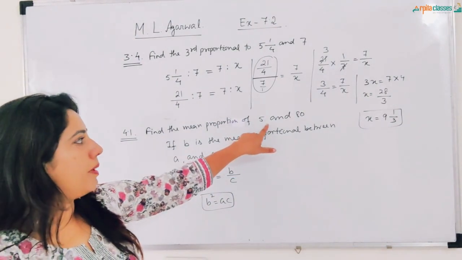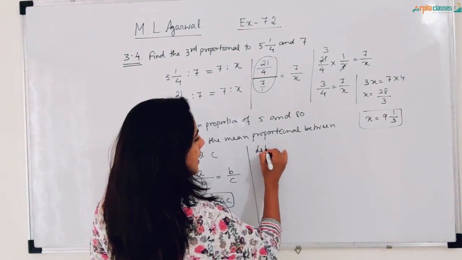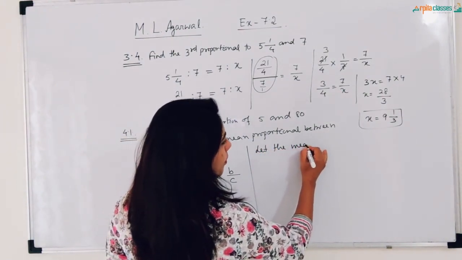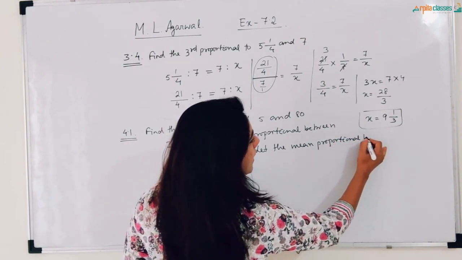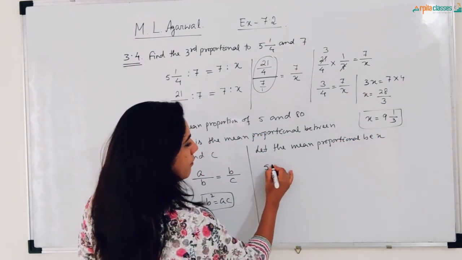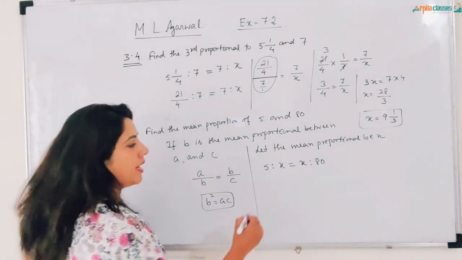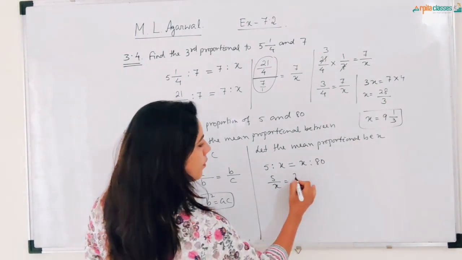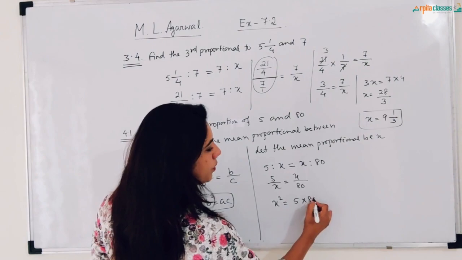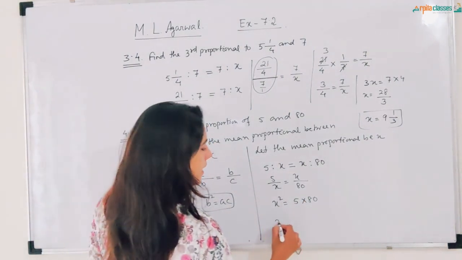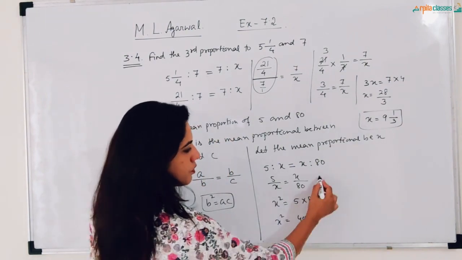So we need to find out the mean proportional between 5 and 80. So let us consider the mean proportional to be x. So we can write it 5 is to x is equal to x is to 80. That means 5 upon x is equal to x upon 80. So we get x square is equal to 5 into 80. So now x square is equal to 400. You multiply, this comes 400.